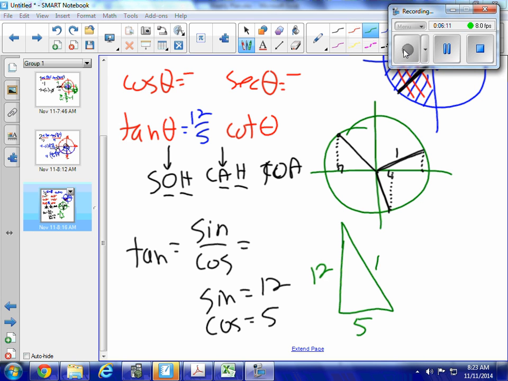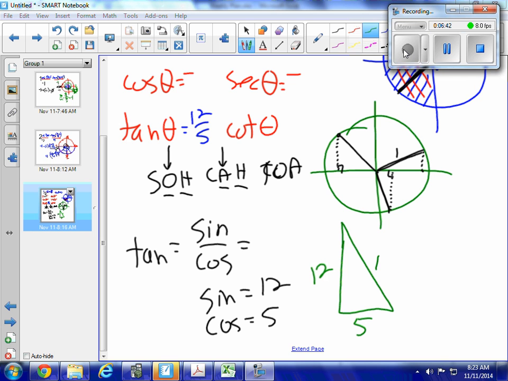Does this make sense? I had a lot of trouble grasping this when I first started studying this as well, right? But is it coming a little bit more clear here? Right. Now, for everybody who wrote sine equals 12 and cosine equals 5, I put a question on your paper, and I said, what is the range of sine? In other words, what is the minimum value for sine, and what is the maximum value for sine?